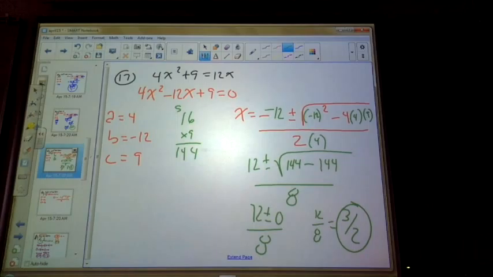So be cautious sometimes. If underneath the radical comes out to be 0, that's going to only lead you to one answer, even though you still have the plus or minus, because if you add 0 or subtract 0, it's still the same.